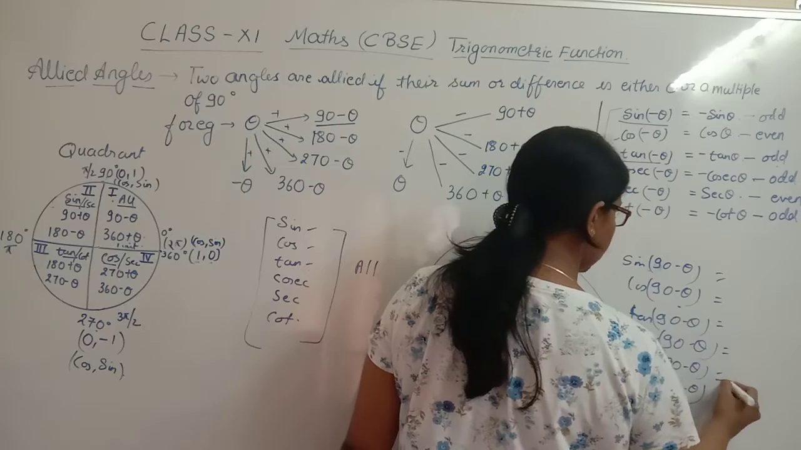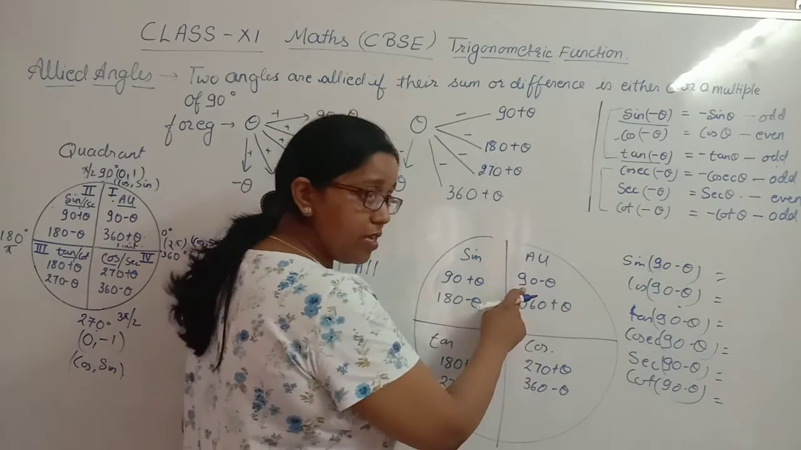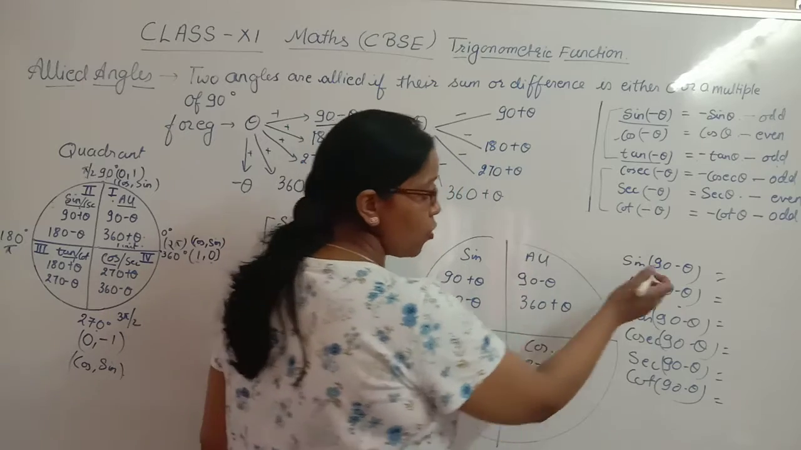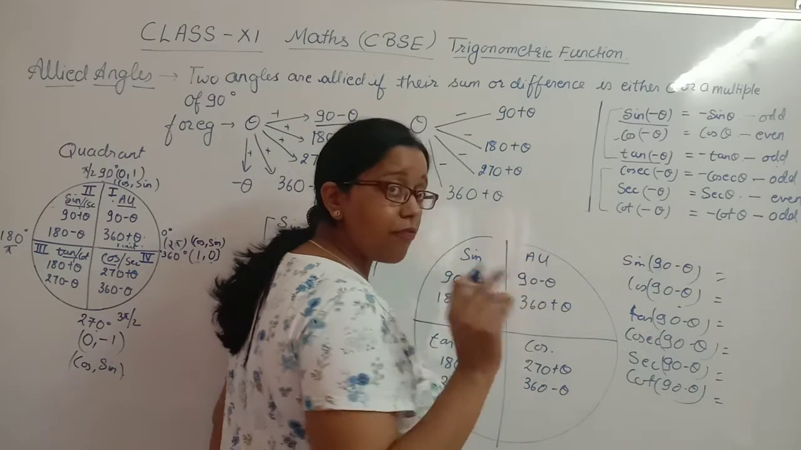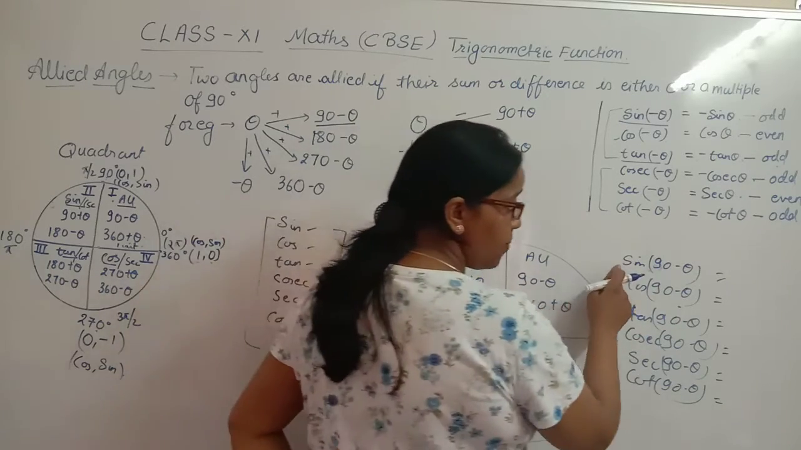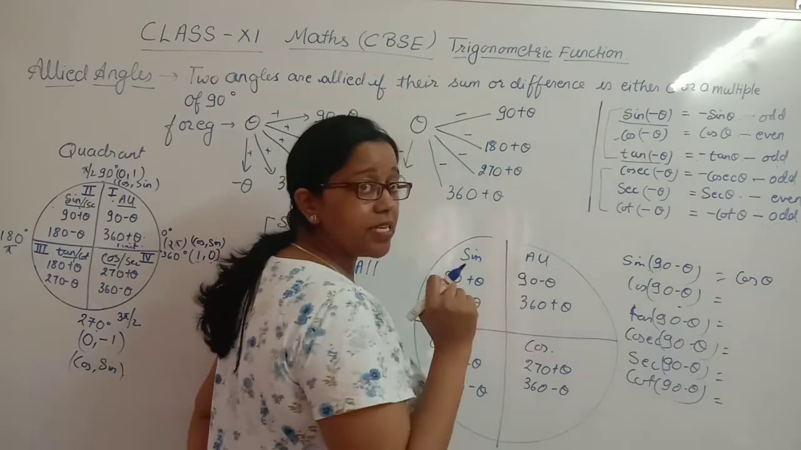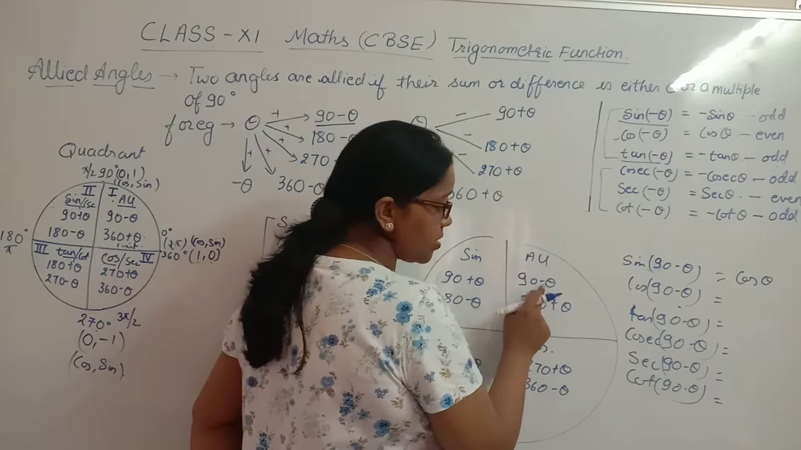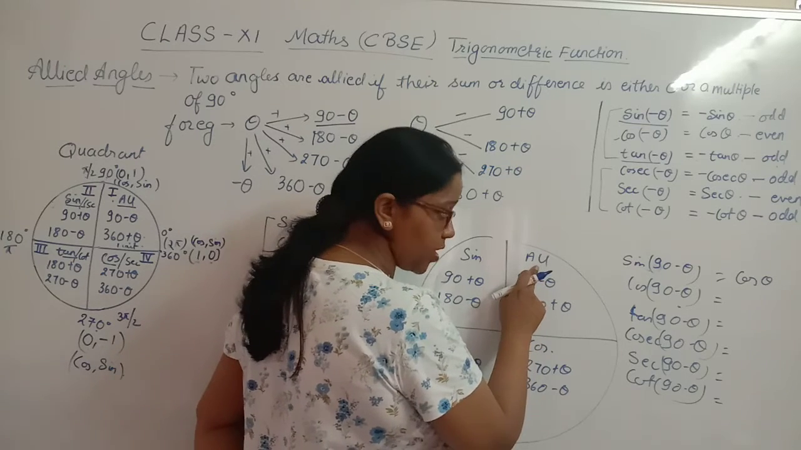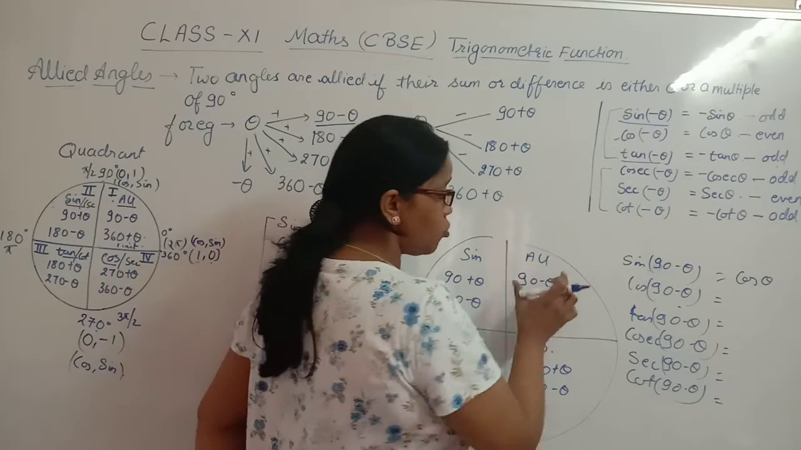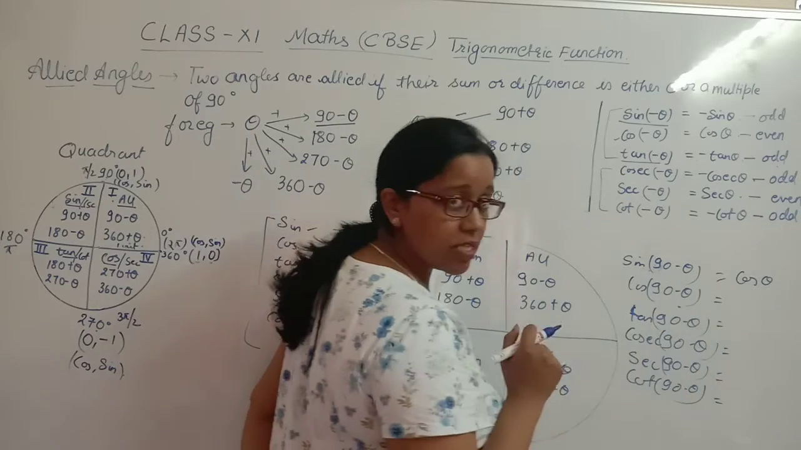Now one more thing is there. When you are going for the 90, the function will change. Sine will become cos theta. But it will be positive. Why? Because here 90 minus theta is coming in the first quadrant and here all the trigonometric ratios are positive. So sine 90 minus theta is cos theta.